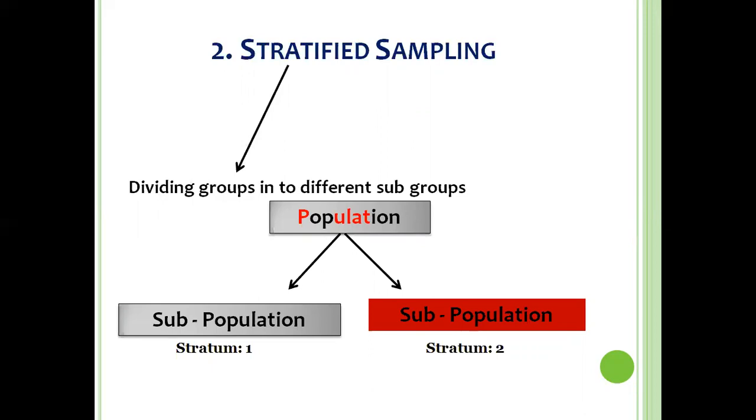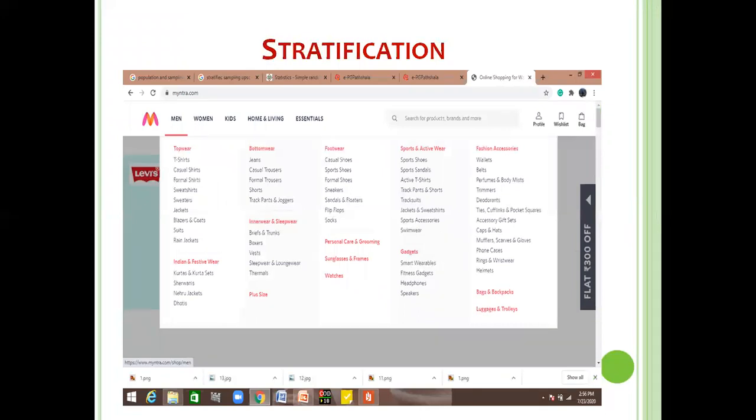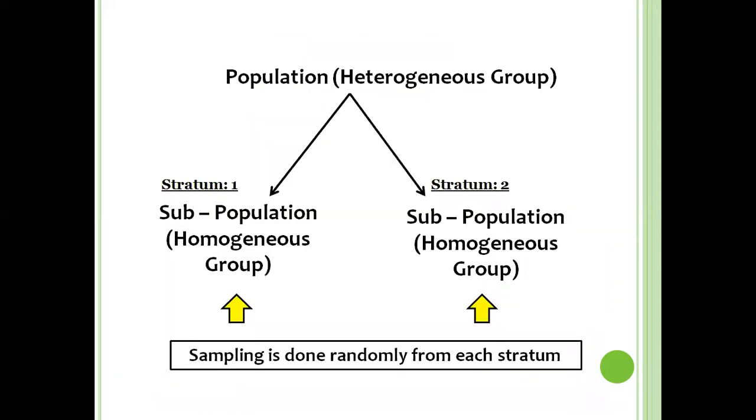The simplest example of stratification is, let's say you are interested in buying a pair of formal shoes. So you visit any online website. When you look for shoes, you'll find that the shoes have been stratified into different strata. Now, in stratified sampling, the important characteristic of each group is that they will be either homogeneous or heterogeneous. If they are homogeneous, then the sample yielded from the population will be homogeneous itself. But what if it is heterogeneous? You have to stratify the samples into different homogeneous subgroups, and then samples will be randomly selected from each of these strata.